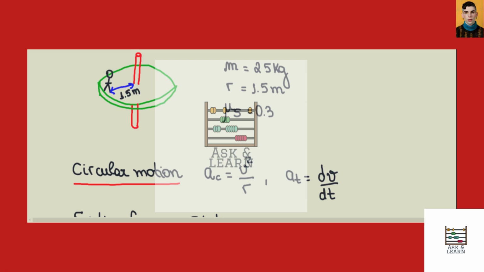So what we have is a girl that is on the edge of a merry-go-round. The girl has a mass of 25 kilograms, and the merry-go-round has a radius of 1.5 meters. We also know that the coefficient of static friction between the girl and the merry-go-round is 0.3. And our goal is to find the maximum speed of the girl such that she doesn't slip on the merry-go-round.